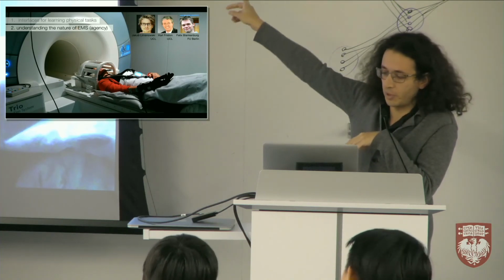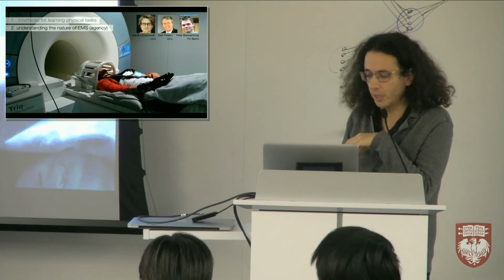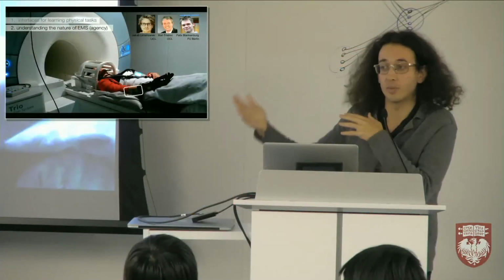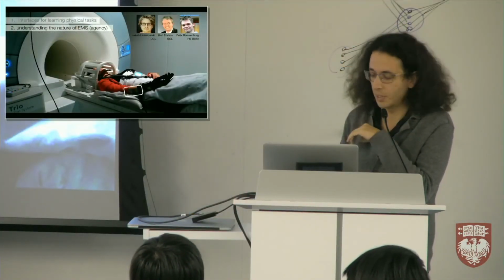And so this is what I'm answering with Jakob, Carl, and Felix. We're trying an experiment where we're actually putting people inside an fMRI brain scanner so we can kind of understand what they're thinking about, what part of the brain is thinking about agency. And we're trying to ask them to do a very simple task, which is to tap to a beat, but sometimes we'll do it for them, and we're kind of trying to understand that.